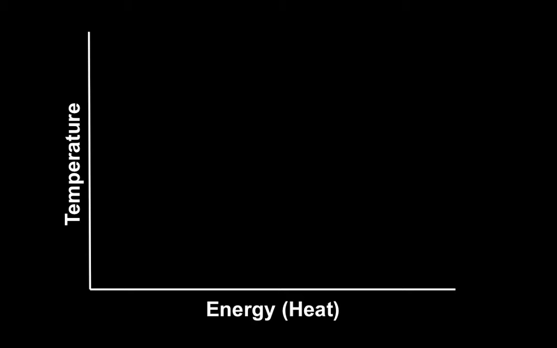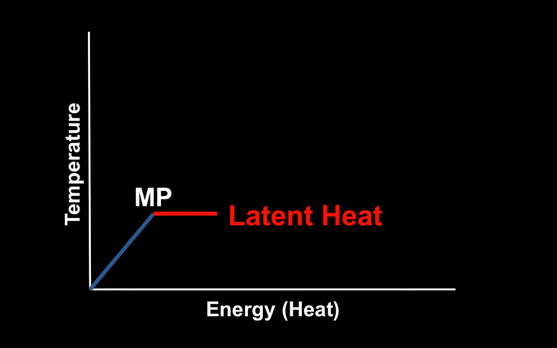So here we have a graph that shows the relationship between temperature and energy or heat. So as we add energy, the temperature of a material, in this case we're going to talk about water, will increase up until the point at which it reaches a phase change. In this case we're going to have the melting point. At this point we can continue to add energy, but the temperature will not increase. And this is called latent heat. It's called latent heat because, again, we're adding heat, but it is not being converted into a change in temperature.